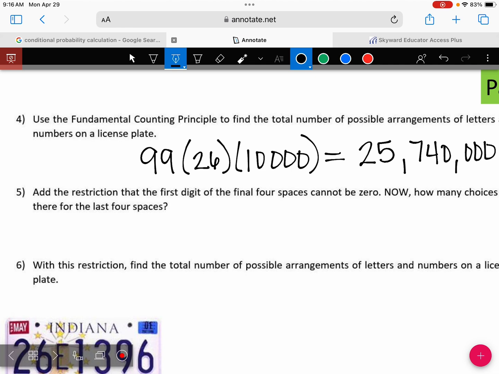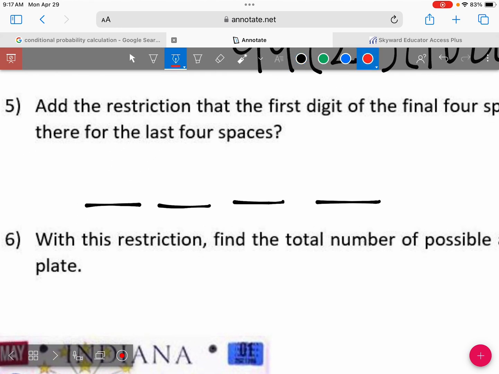So for question number 5, it says add a restriction. So if we go back and look at number 3, we have 4 different digits. But if I know that the first number is not 0, that means that for this first number, it's a number between 1 and 9. And for these 3, it's between 0 and 9. So if I only count from 1 to 9, I don't have 10 choices anymore. How many choices do I have for the first blank? Just 9. And these 3 still have 10.